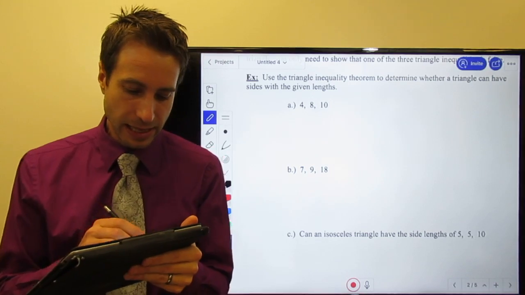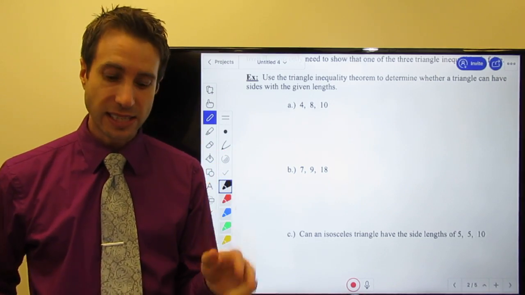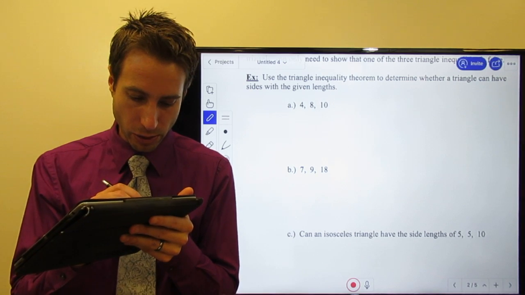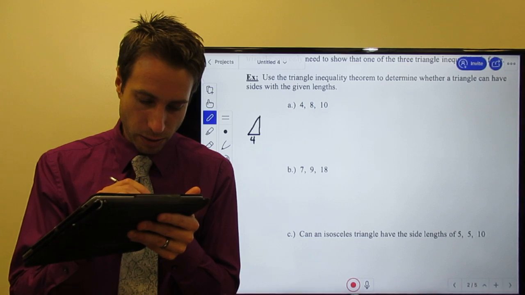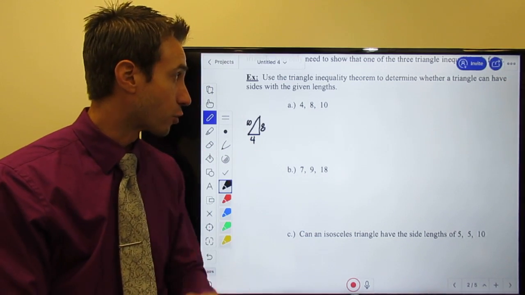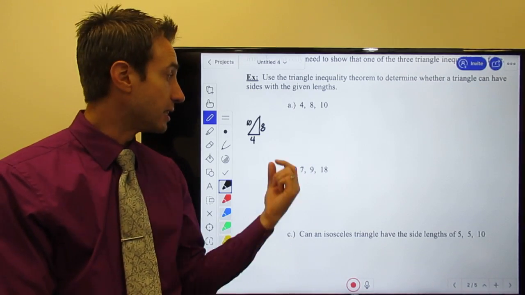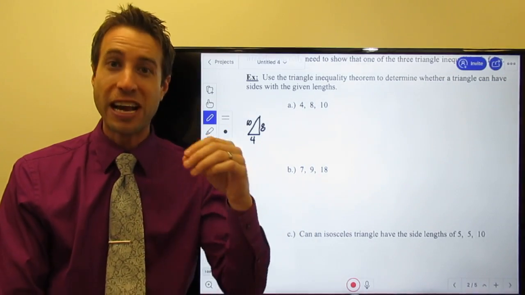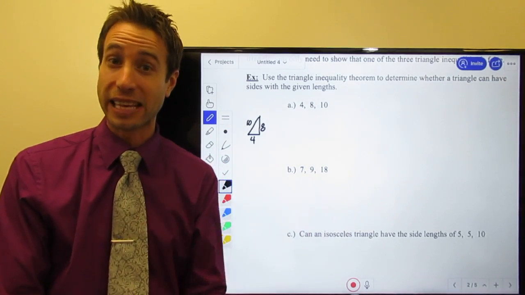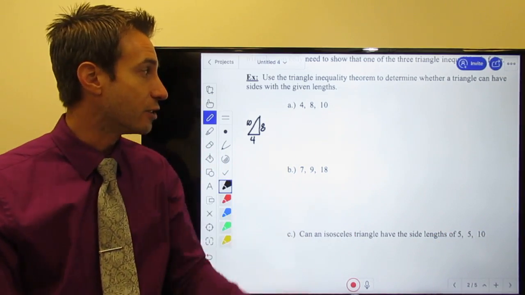Real simple idea. Here's the way it's going to work. Remember, you add together any 2 side lengths. If you wanted to, you certainly could draw yourself a picture of the triangle. It doesn't matter, right? The idea is you need to be able to add together any 2 sides. I don't care what 2 sides you add together. It's got to be greater than the length of the 3rd side. So let's just run through it in systematic order and do them all.